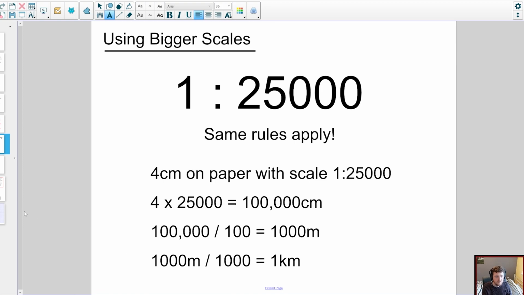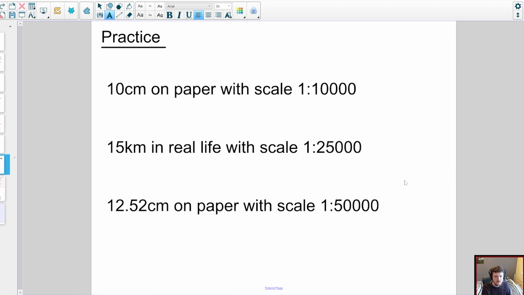Okay, so that's using bigger scales. Here's some practice for using bigger scales. I will leave it here. Be careful that sometimes we're going forwards and sometimes we're going backwards. So pause the video and I'll be back in a few seconds.